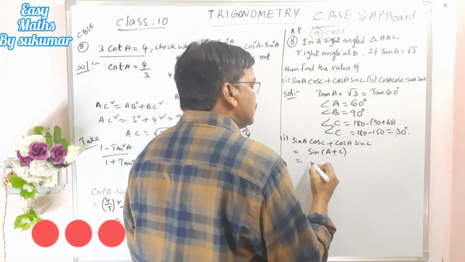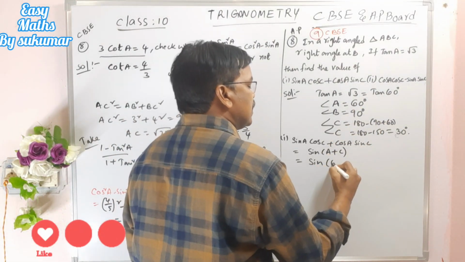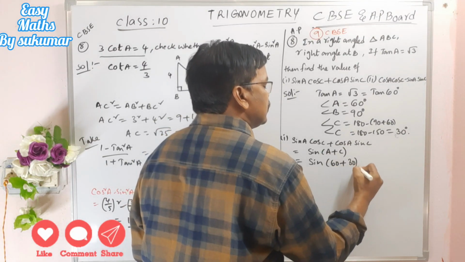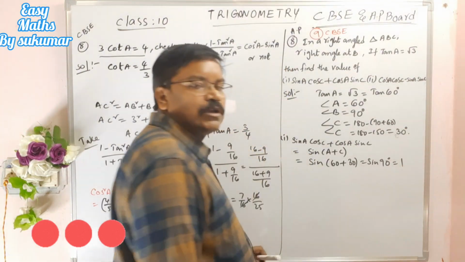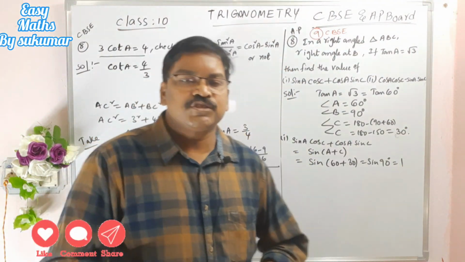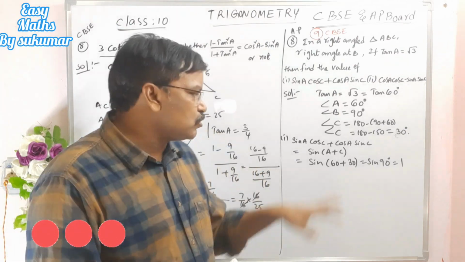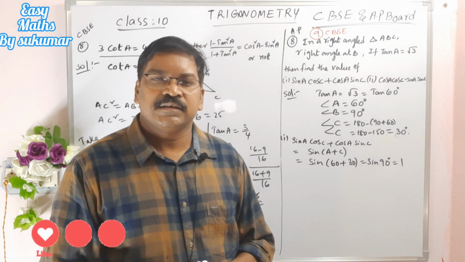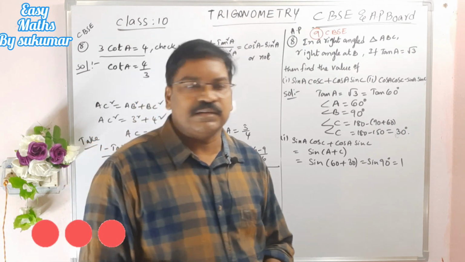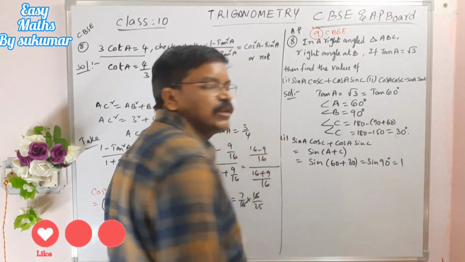So my dear students, here sin of A plus C means A is 60 and C is what? 30. So this is sin 90. So sin 90 degrees is equal to 1. Actually, you don't know this table, but in the very next exercise, we are going to learn all these values of the trigonometric ratios, right? So that means sin 60 plus 30, that is sin 90, is equal to 1.